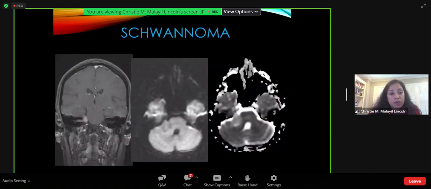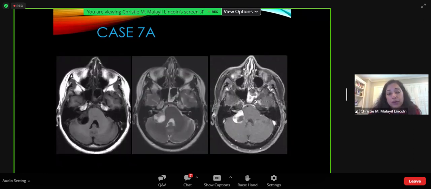So here are more images showing you the same. Actually going back, this is the ice cream cone. So they show the ice cream falling off the cone, and that would be diagnostic of a schwannoma, where the ice cream is the part that's in the CP angle, and the cone is the internal auditory canal portion.